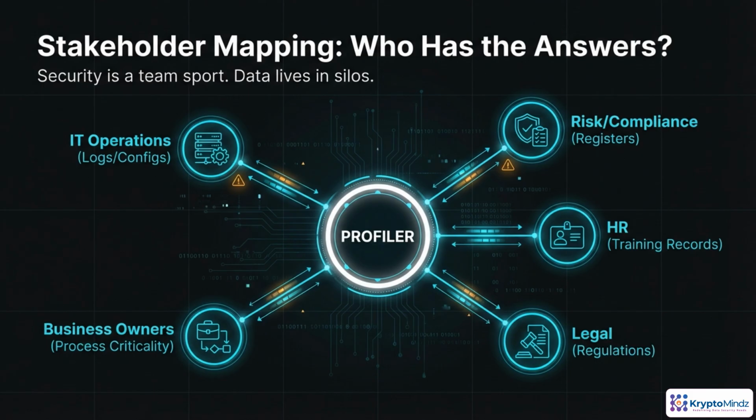To build a useful CSF profile, you need to know who actually holds the information you care about. Operations can tell you what systems exist, how they're configured, and what logs are available. Risk and compliance manage risk registers and obligations. HR tracks training, onboarding, and role changes. Legal understands regulatory drivers and constraints. Business owners know which processes are truly critical. Your role is to connect these silos so CSF decisions reflect how the organization really works.